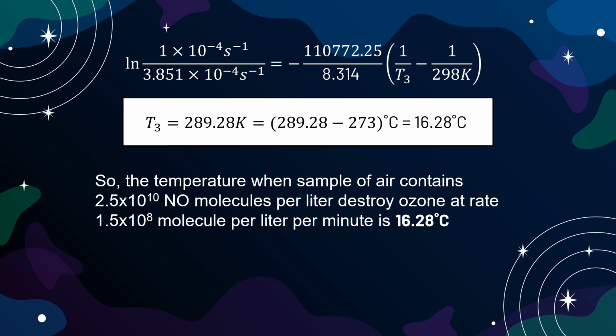So the temperature when the sample of air contains 1.5 times 10 to the power of 10 nitrogen monoxide molecules per liter and destroys ozone at a rate of 1.5 times 10 to the power of 8 molecules per liter per minute is 16.28 degrees Celsius.